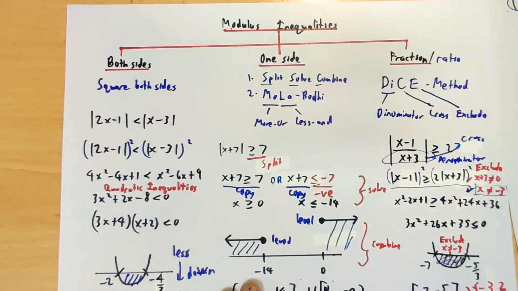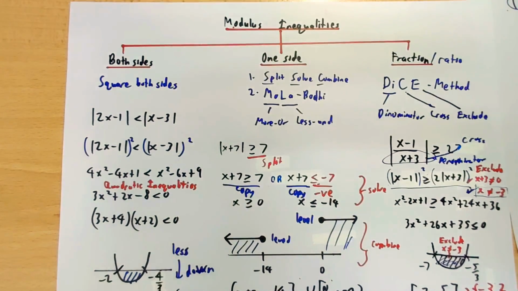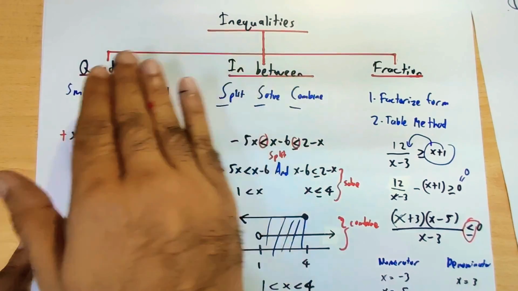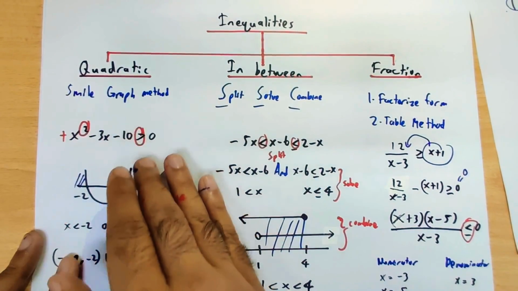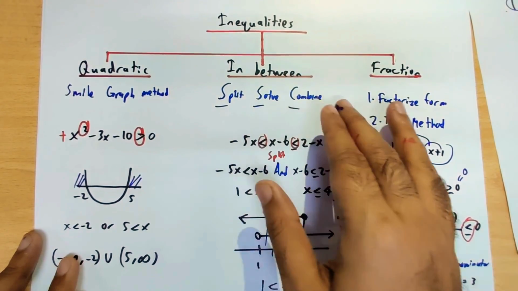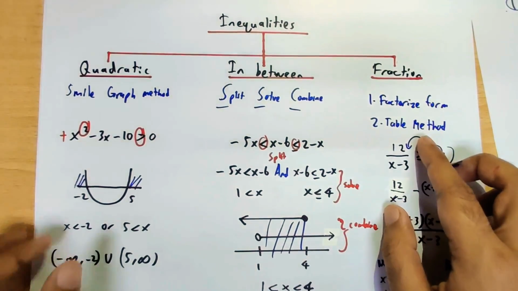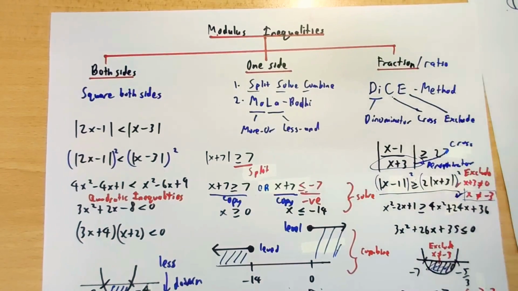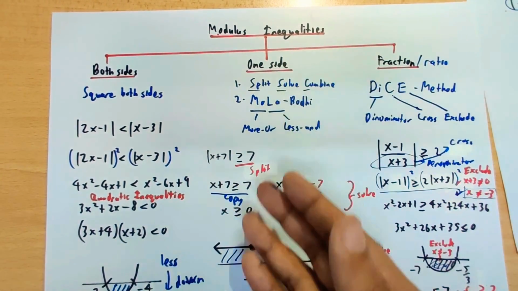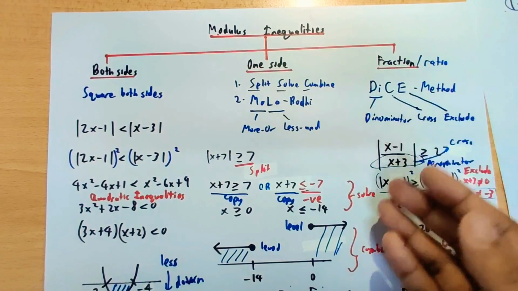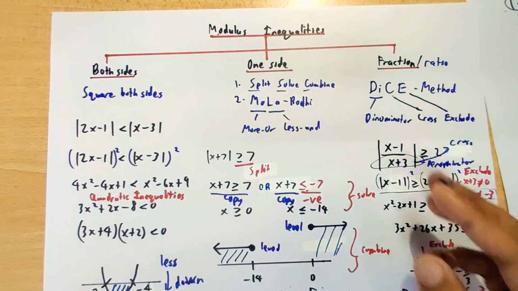Okay, I think that wraps up everything we have done. For inequalities, there are 3 types of question: quadratic, in between, and fraction. Quadratic, you solve it by the smile graph method. In between, you solve it by the SSC method. For fraction, you need to get the factorized form, and I highly recommend the table method. For modulus inequalities, there are 3 types of question: both sides, where you square both sides; one side, where you use the split and combine method; and the fraction or ratio inequalities, where I highly recommend you use the dice method, where you take the denominator, cross multiply, and exclude.